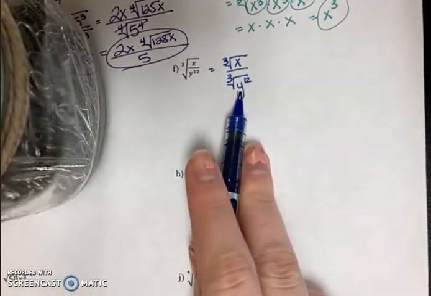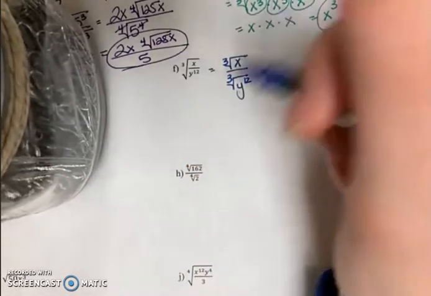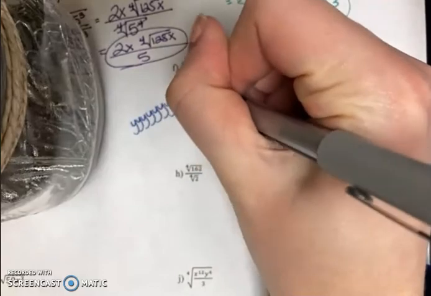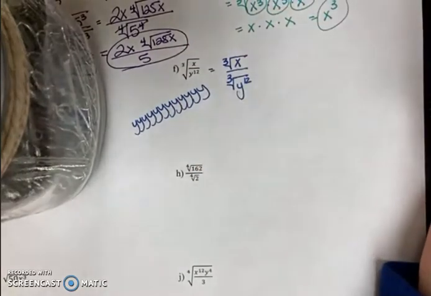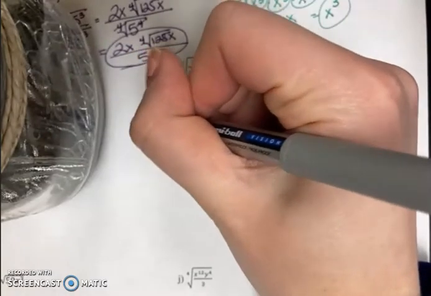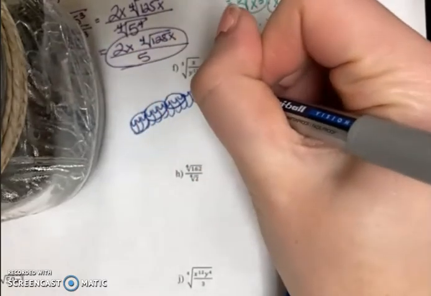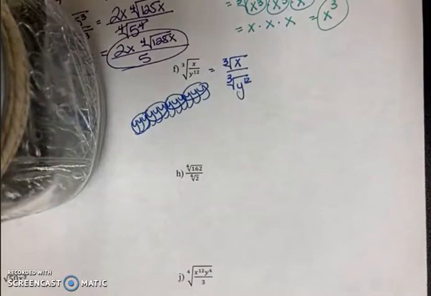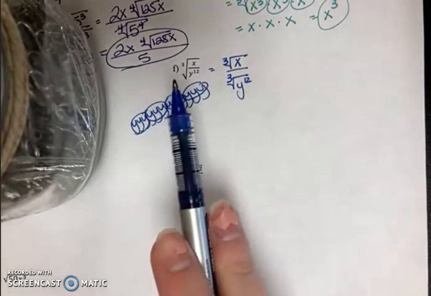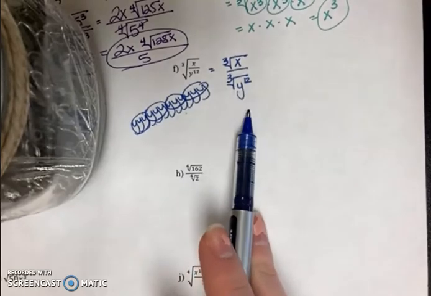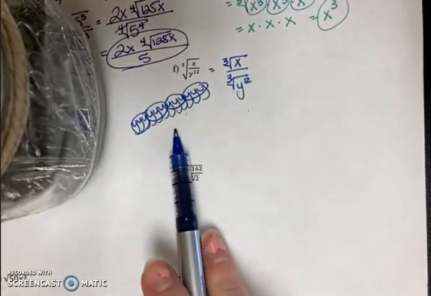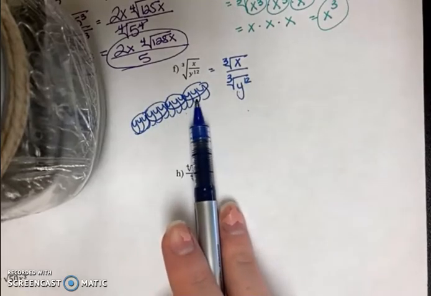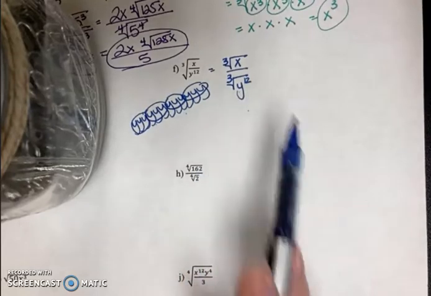The denominator, I have 12 y's. Again, if it helps, write out what you have. 1, 2, 3, 4, 5, 6, 7, 8, 9, 10, 11, 12. Because it's a cube root, I need to make sets of 3. 1, 2, 3, 4. So there's no left over. Now you could write, hopefully you're getting it by now, y cubed times y cubed times y cubed times y cubed, and then you could pull out those y's. But I'm hoping you're starting to see that because I have 4 sets of y cubes, I'm going to end up with y to the fourth in my denominator.